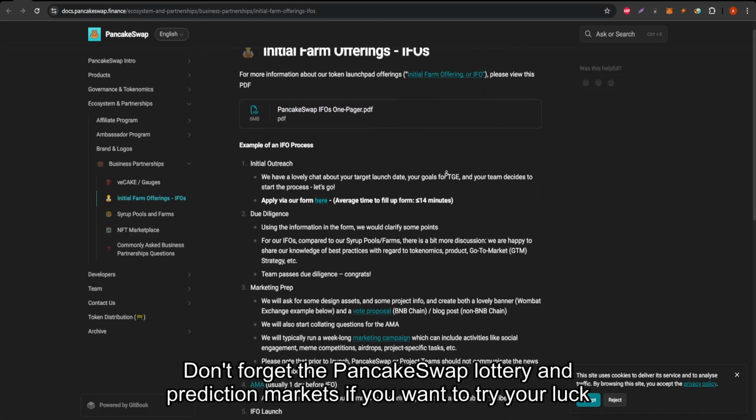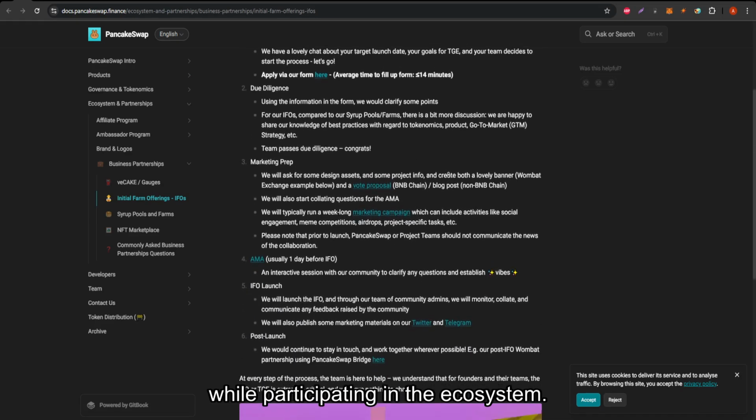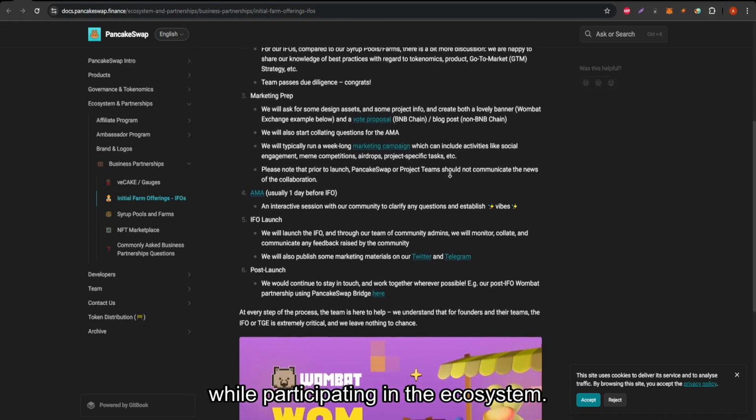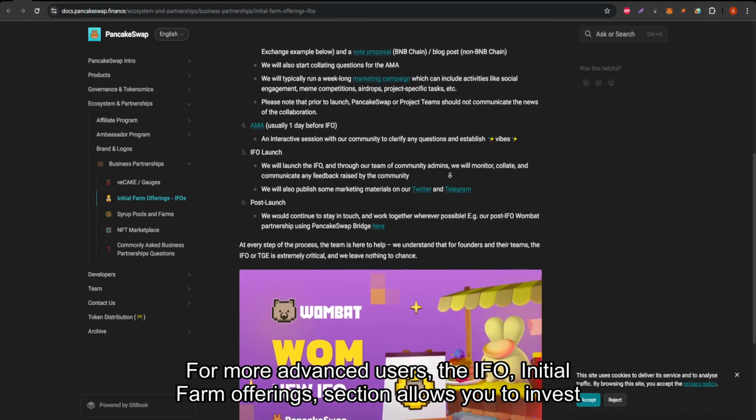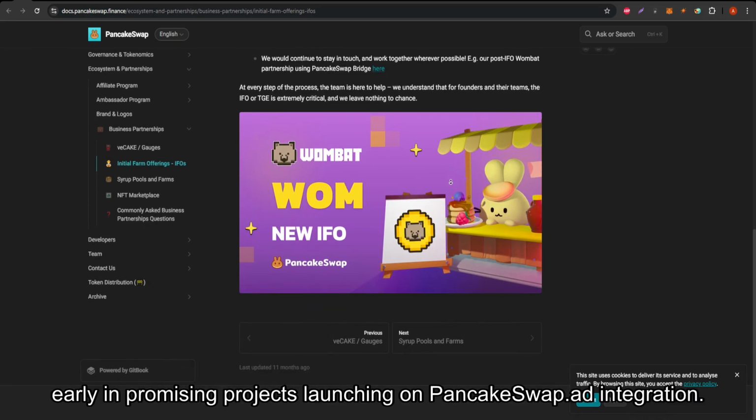Don't forget the PancakeSwap lottery and prediction markets if you want to try your luck while participating in the ecosystem. For more advanced users, the IFO (Initial Farm Offerings) section allows you to invest early in promising projects launching on PancakeSwap.